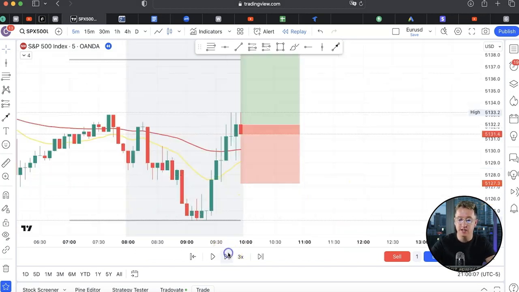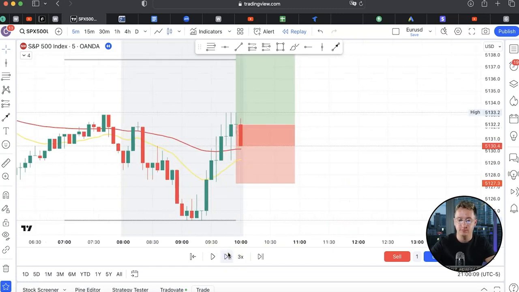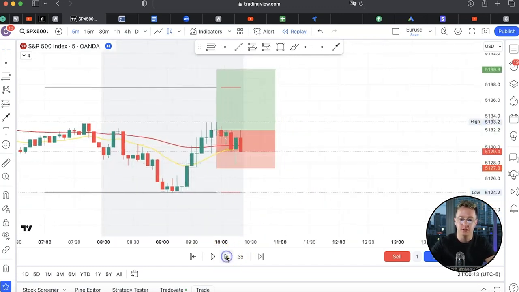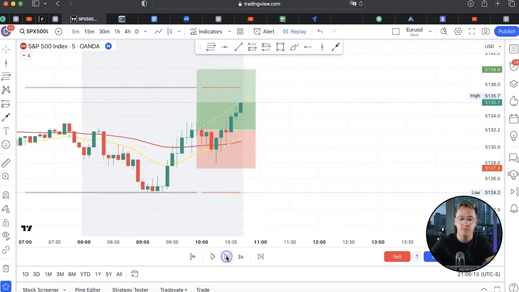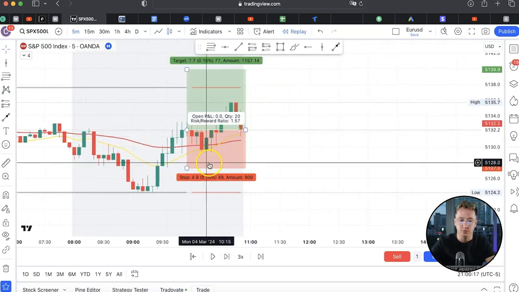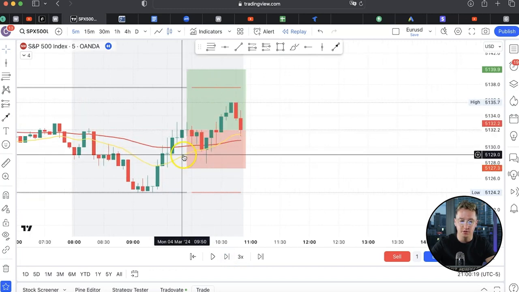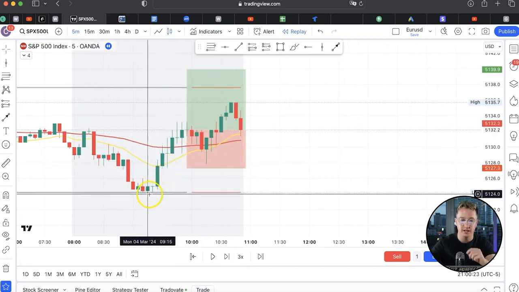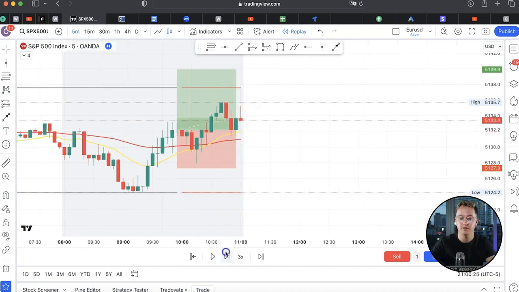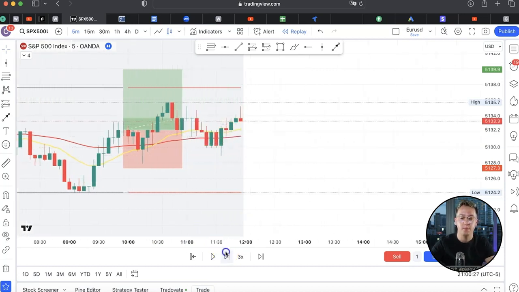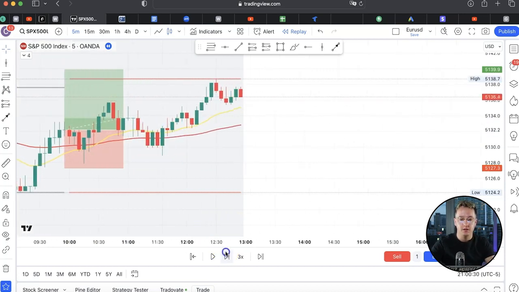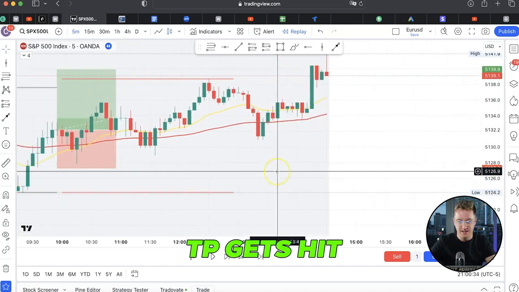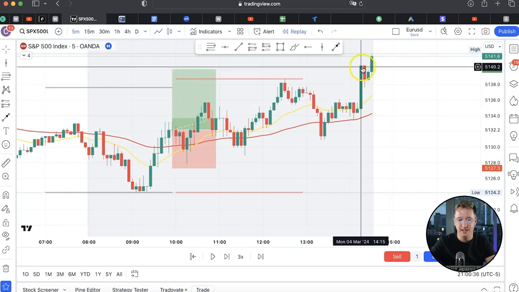Let's see how this plays out. Go a little bit quicker. It's important that we have our stop not right below here, but a little bit lower. You can even have it at the low of the session right here. So let's see what happens. And eventually TP gets hit right on this candle.